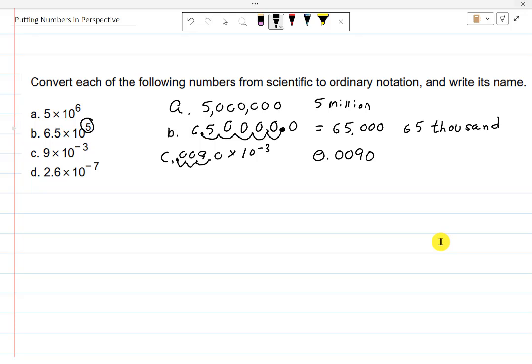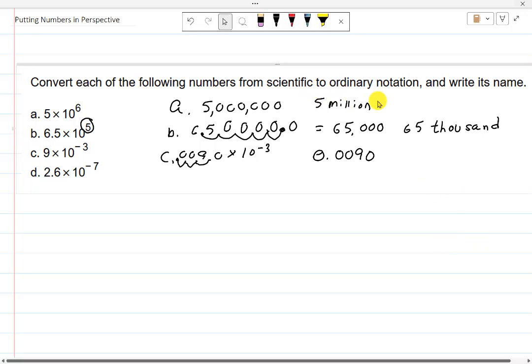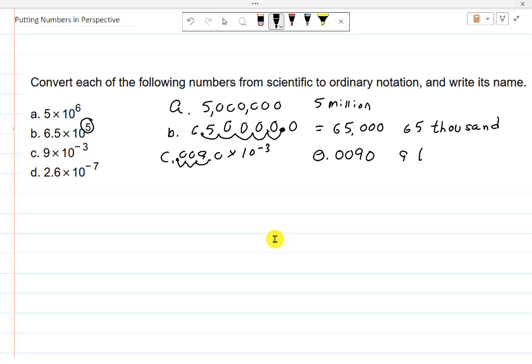0.0090. And they're asking you to give it a name like I gave these other two. Well, here you're working on the other side of the decimal. So the first place is the tenths spot. The second place is the hundredths spot. And the third place is the thousandths spot. So we could call this 9 thousandths. Make sure you put the TH at the end of these because the TH indicates small.